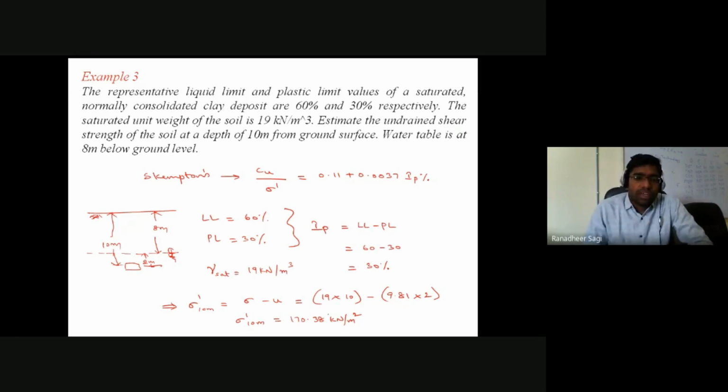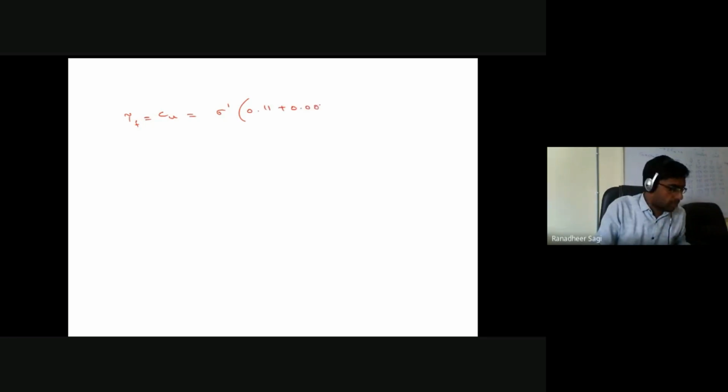Okay. So once the effective stress value is known, I can simply substitute everything into that particular expression. What is given? Effective stress is known, plasticity index is known. So I can simply write down your Cu, which is nothing but your undrained shear strength of the soil, which is equal to sigma dash into 0.11 plus 0.0037 into the plasticity index in terms of percentage.